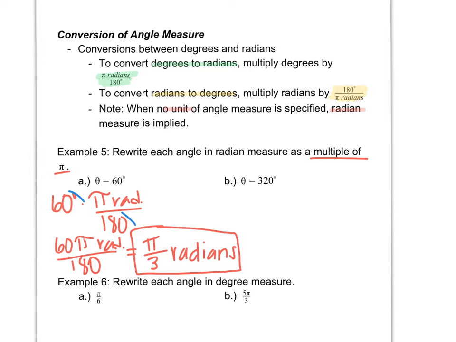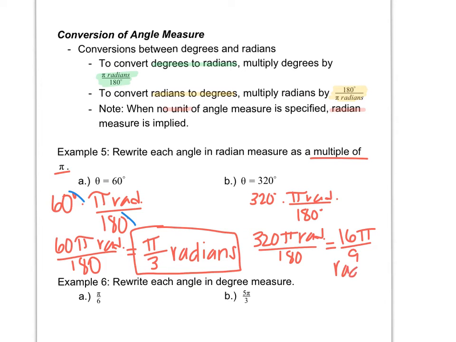For part B, same concept: 320 degrees times pi radians over 180 degrees. We know that our degrees are going to cancel. And so what we have is 320 pi radians over 180. 320 and 180 are both divisible by 20, which leaves me with 16 pi over 9 radians. And that's the answer we're looking for right there.